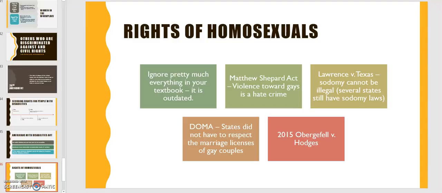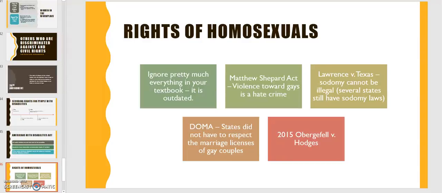All right, the rights of homosexuals, because, well, they have rights too, except everything in your book is pretty much wrong and outdated. So there are some ideas that are important in there that they talk about. The Matthew Shepard Act: violence towards gays is now a hate crime. Matthew Shepard was a young man who was beaten, tortured, and murdered because he was gay, and the men accused of the crime could not be charged with a hate crime. Now they can be. Well, you can't go back in time, but if you beat somebody up just because they are homosexual, that is now a hate crime.